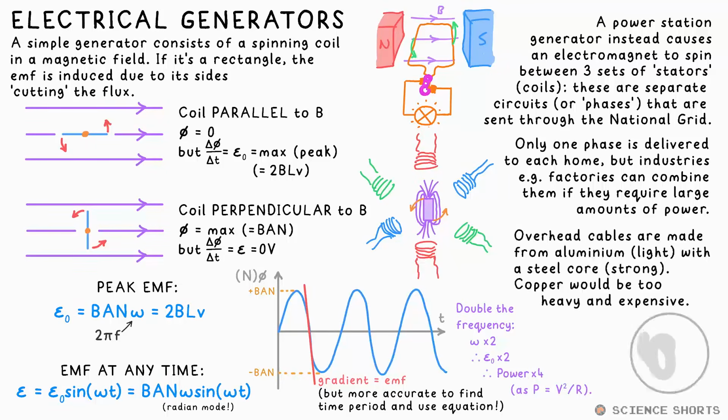Incidentally, overhead cables aren't made out of copper, as that would be too expensive and they'd be far too heavy. They're made of aluminium. It's light and it's a pretty good conductor, but it's very, very ductile. So to strengthen it, we have a steel core running through the middle.